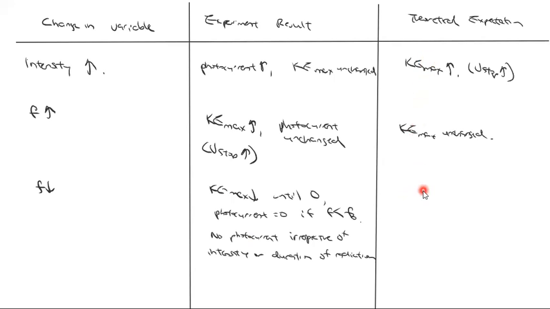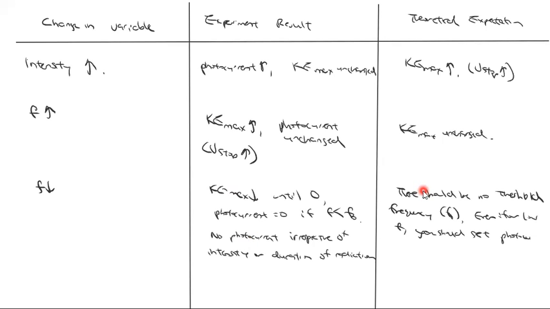Now, the theoretical expectation is there should be no threshold frequency. In other words, even for low frequencies, you should still get a photocurrent, even if it takes a long time, or you need a very bright light, etc. So the experiment is saying that it doesn't matter.